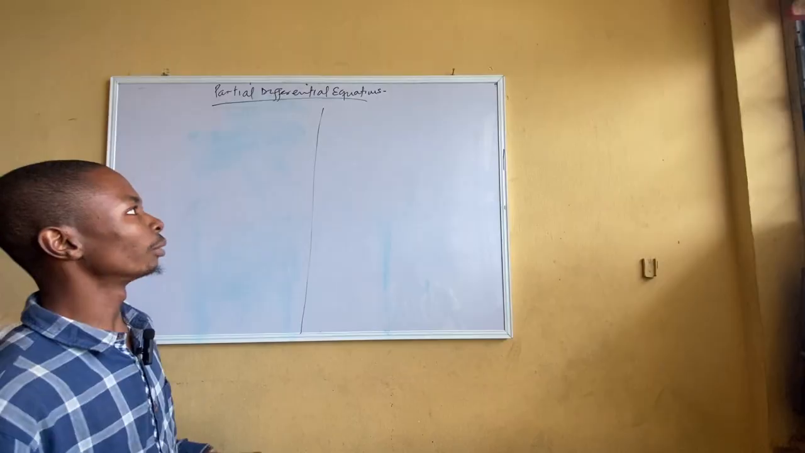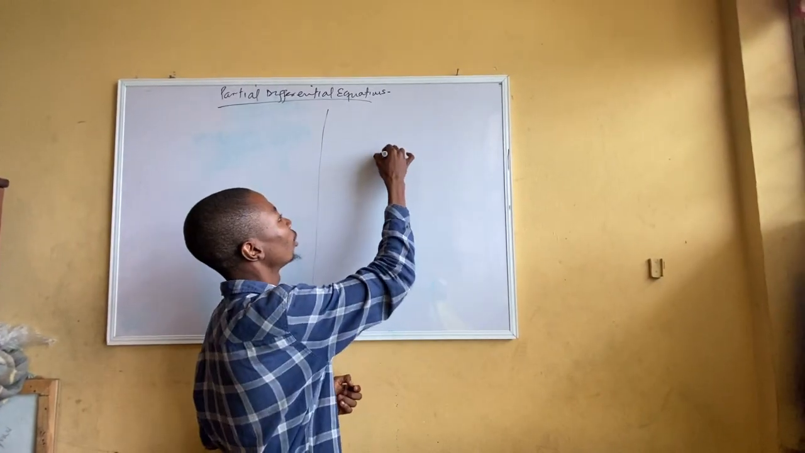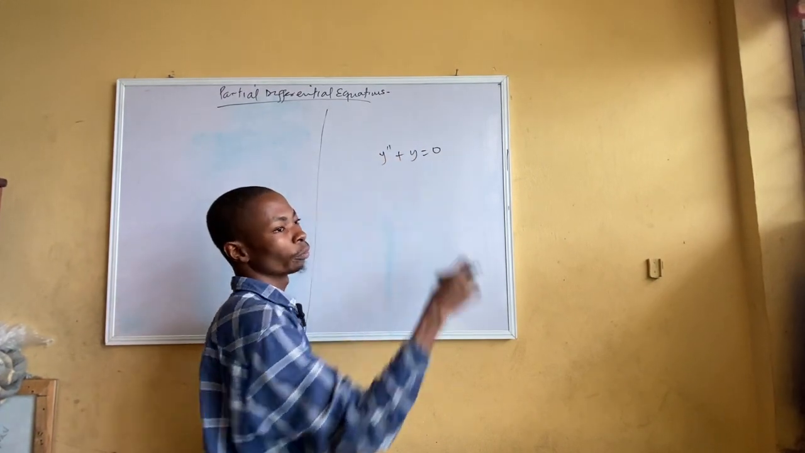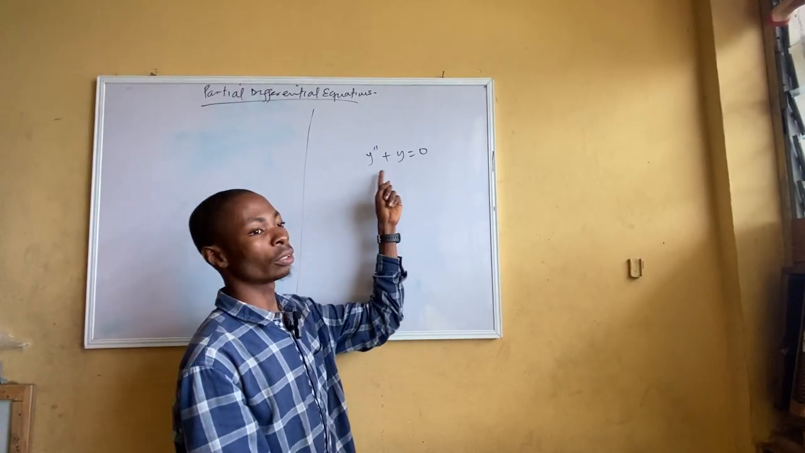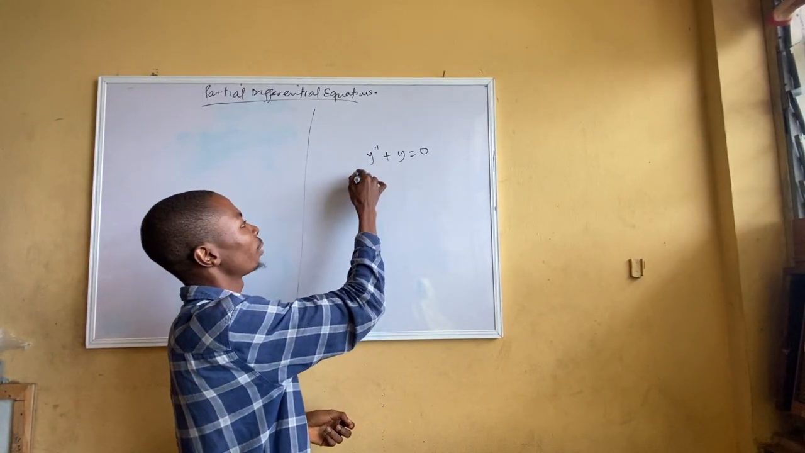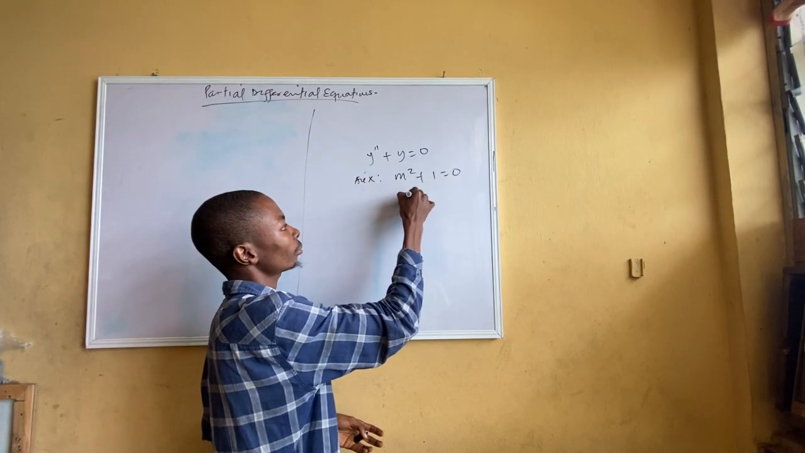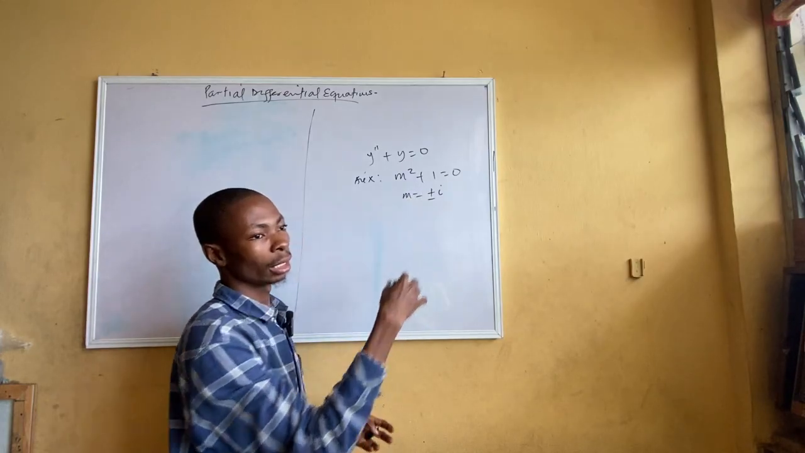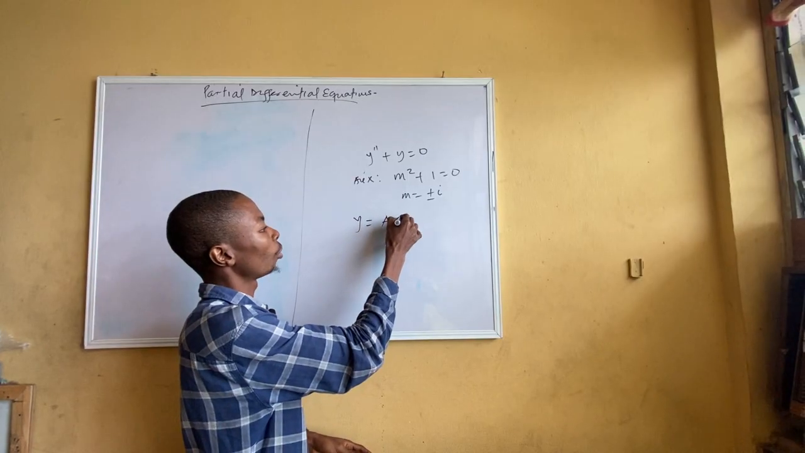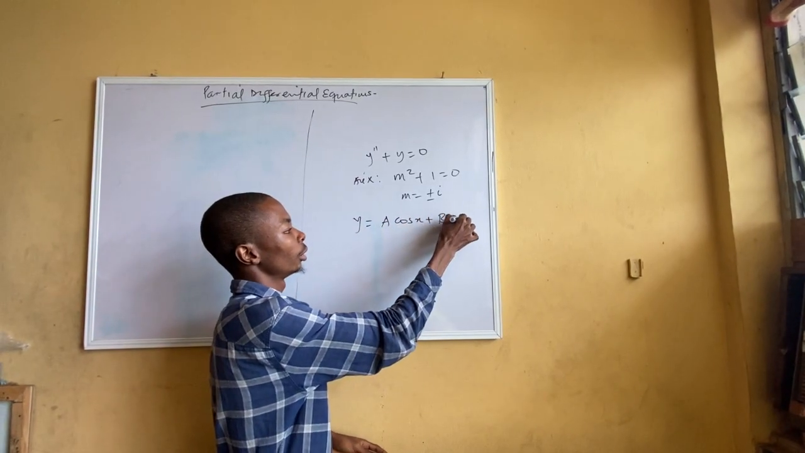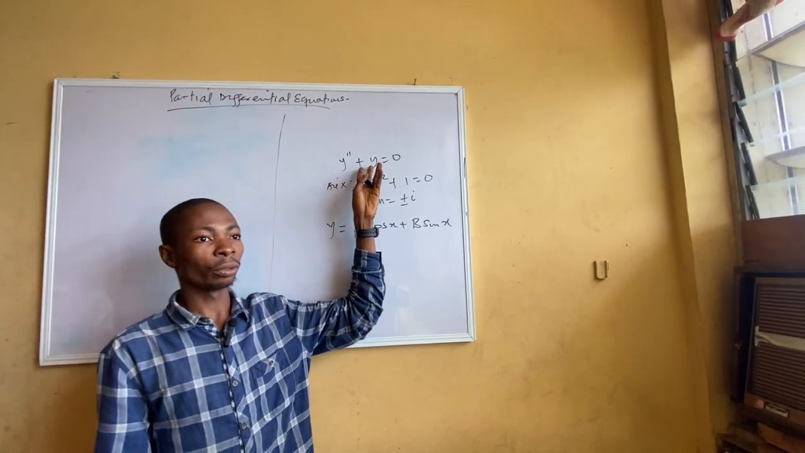So let's revise the idea of ordinary differential equations. If I have y double prime plus y equals 0, this is a second order homogeneous differential equation. To solve it, you find the auxiliary equation. You remember the auxiliary equation is m squared plus 1 equals 0, so m is plus or minus i, right? If you want to write the complementary solution, you say y equals, let's say, a cos x plus b sin x. So this is how the solution of this kind of differential equation will be.